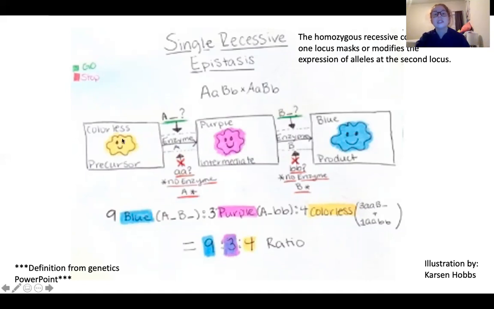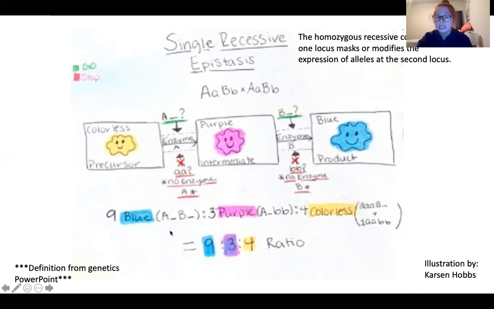So if we start at a colorless precursor, to get to the purple intermediate, we need a big A followed by a little a or a big A. If we do not have that big A enzyme and we just have two little a's, then we will not get to the purple intermediate. We will stay colorless. If we make it to the purple intermediate, we need to get to the big B followed by a little b or a big B. And if we do not have that big B enzyme, then we have two little b's and we do not make it to the blue product and we stay purple.